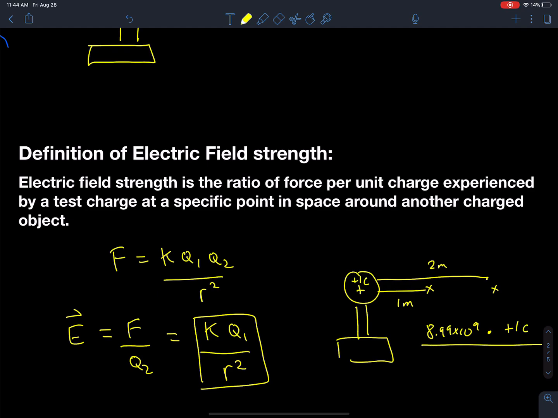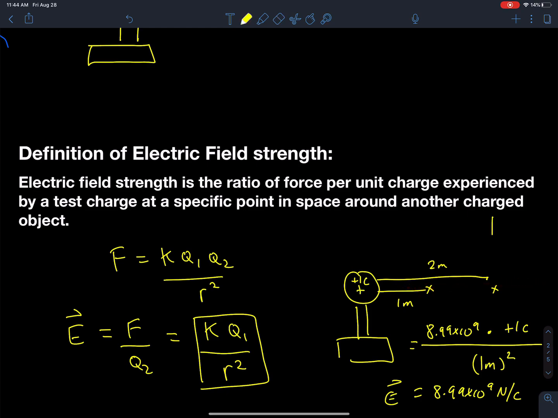Then divided by whatever distance I'm looking at. At this point, at 1 meter, I would have 1 meter squared, and that would tell me that I would have, wow, a whopping 8.99 times 10 to the 9 newtons per coulomb of force per charge. That's my electric field strength at that position over here. If it was 2 meters away, I would substitute a 2 in here, and then I would take that number and divide it by 4. It'd be smaller. So we can see that the strength rapidly drops off as we move further and further away.